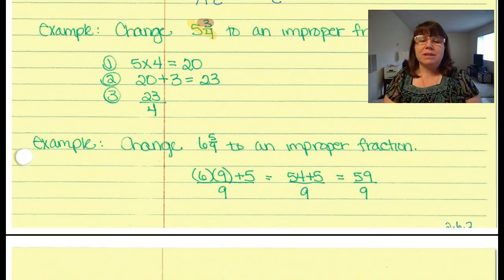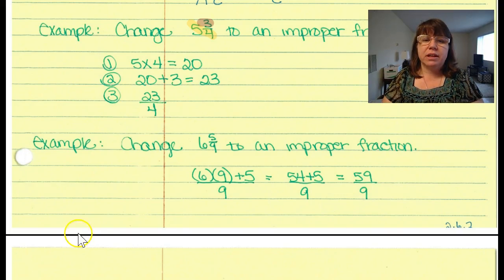So using that process, let's change 6 5/9 to an improper fraction. Again, the whole number times the denominator plus the numerator. So 6 times 9 is 54, plus 5 is 59 over 9.